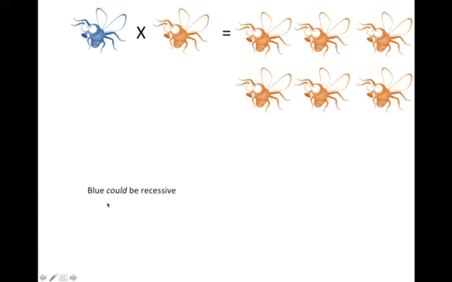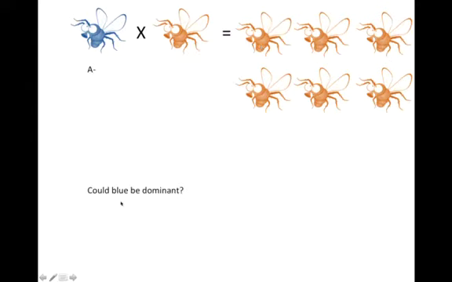Okay, so this is consistent with blue being recessive, right? That could be the case if blue were a, and this orange were big A, because in that case, all the progeny would carry a big A, and therefore be the dominant phenotype, which is orange. So this is consistent with blue being recessive.